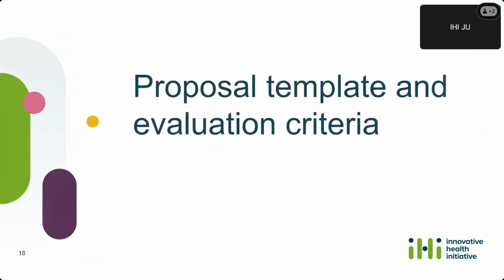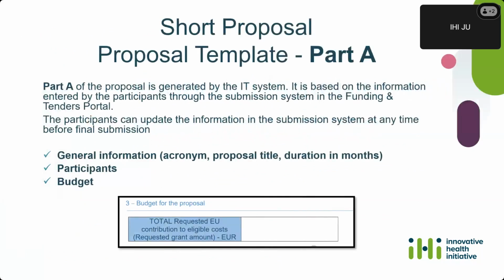Now we're moving to the proposal template and the evaluation criteria. IHI is operating under Horizon Europe, and we're following the proposal template and, of course, the evaluation criteria. However, we adapt this proposal template and the evaluation criteria to our specific needs. The proposal template consists of 2 parts, the Part A and the Part B. With regards to the Part A, which is generated by the IT system, it's based on the information that you, the participants, introduce in the funding and tenders portal.